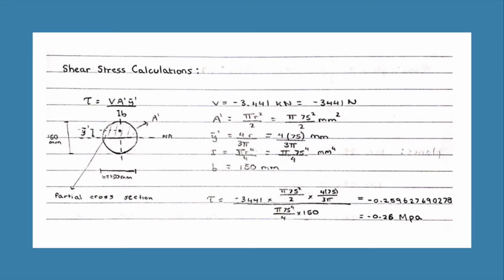Next, we find the shear stress by using the shear force diagram from task 2 by taking V equals negative 3.441 kilonewtons, A is equal to the area of the top semicircle, and then y bar is equal to the centroid of that semicircle to the neutral axis, and we take I, which is the moment of inertia, and B, which is the width of the cut. We are able to find that the shear stress is equal to negative 0.26 MPa.